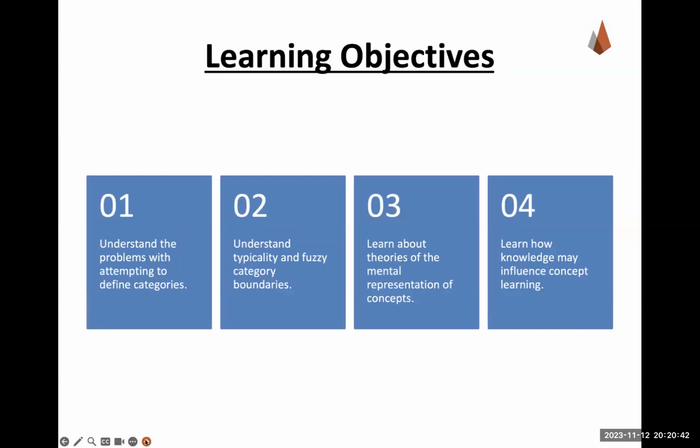So our learning objectives for today, we're going to understand problems with attempting to define categories, also understanding typicality and fuzzy category boundaries. Thirdly, learning about theories of mental representation of concepts and learning how knowledge may influence concept learning.